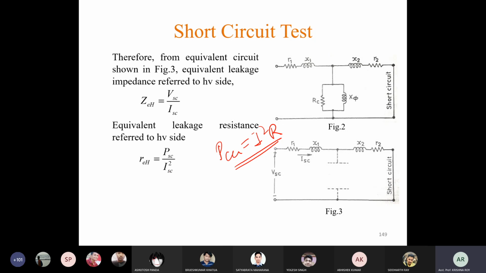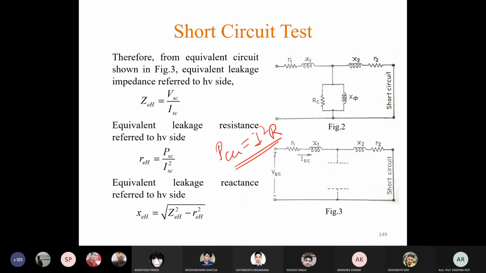Once we get REH, we can calculate XEH by this formula. XEH is equal to root under ZEH whole square minus REH whole square. Okay. Clear, sir? Yes, yes.